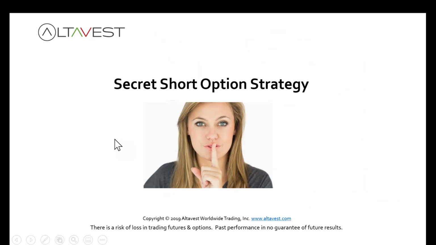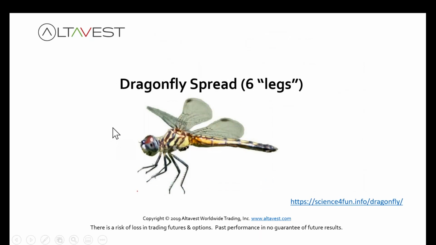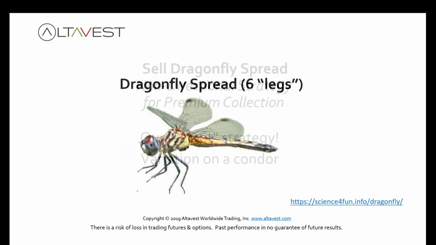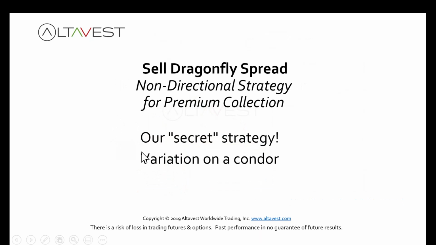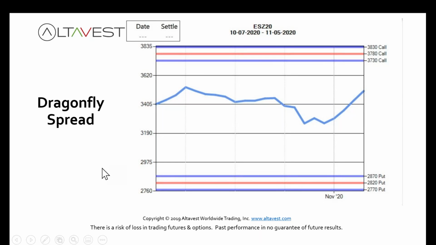Now here's a secret strategy. It's a dragonfly, and you're scratching your head, thinking, I've never heard of it. Well, yeah, it's ours. We created this name, and this is what we've done over the years here. It's 6 legs on an option spread, and it's a variation on a condor. Here's what it looks like. Let me break it down.